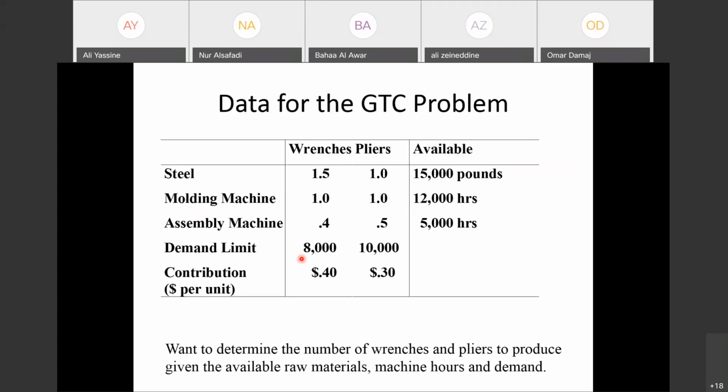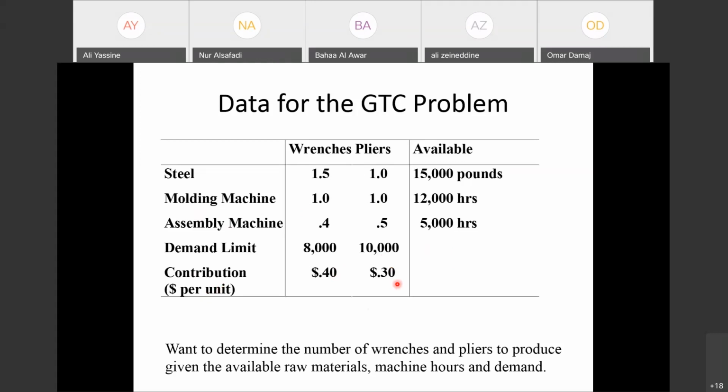Anyway, even if you could produce an infinite number of wrenches and pliers, you wouldn't want to, because you also have a bound on the demand. You cannot sell more than 8,000 wrenches and 10,000 pliers. We don't want to produce more than that because we cannot sell it. And the contribution, which is the unit profit for each product, is 40 cents on the wrenches and 30 cents on the pliers.